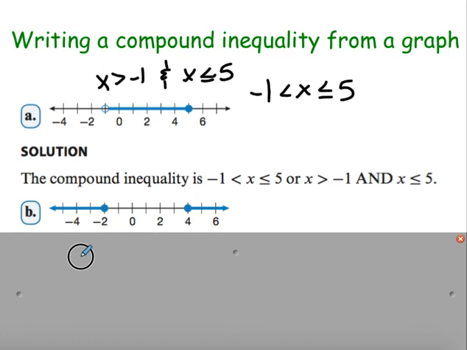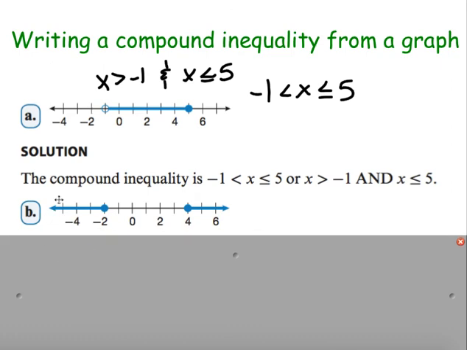And you can try this bottom one on your own. This is a disjunction, so think about using the word or.